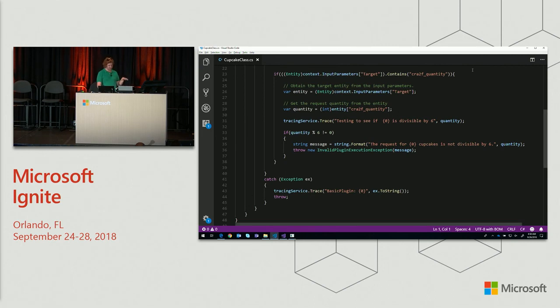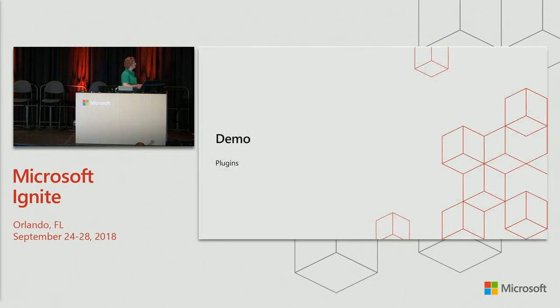Make sense? Sound good? And so, as you guys saw a few moments ago, if I create a cupcake request that's not divisible by 6, I get the error message, the request for X cupcakes is not divisible by 6. And so that is how we do plugins.